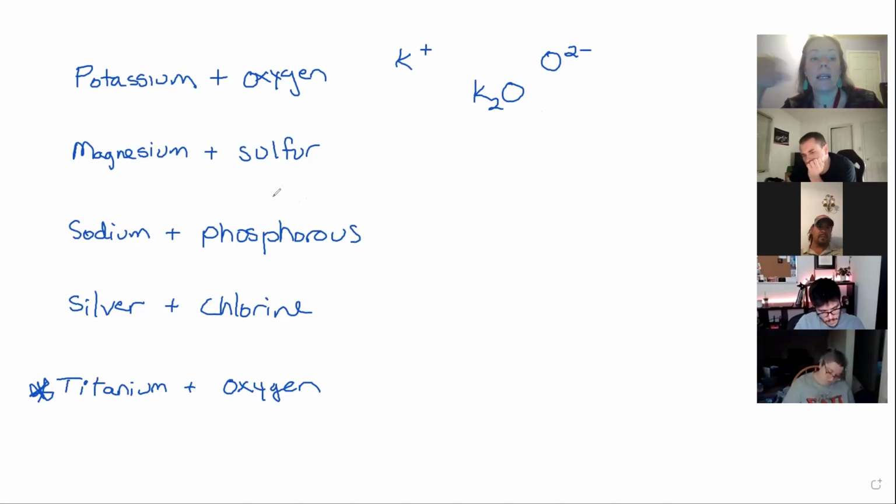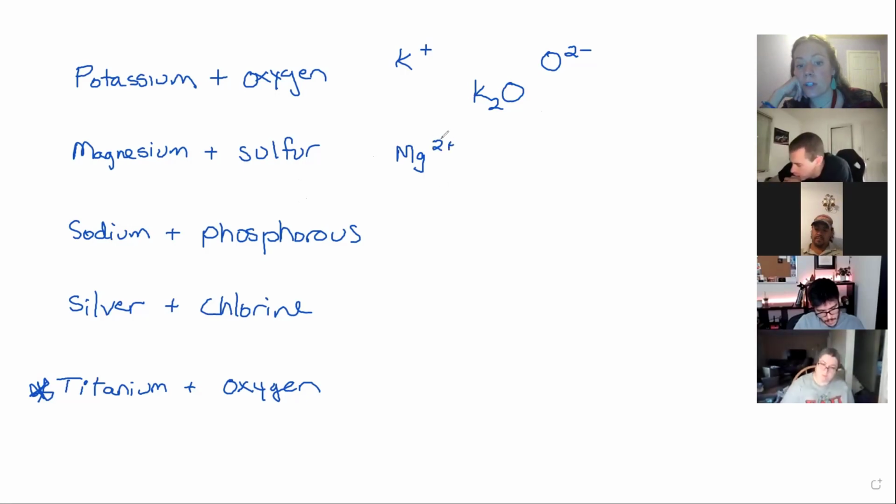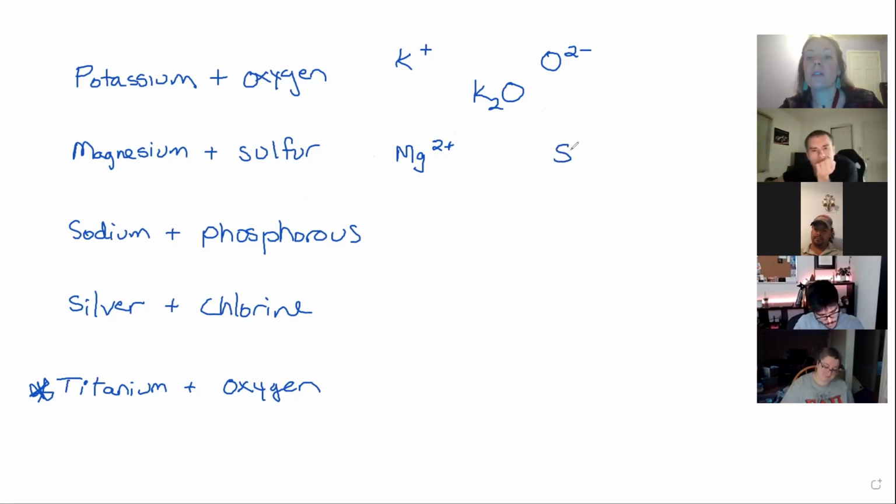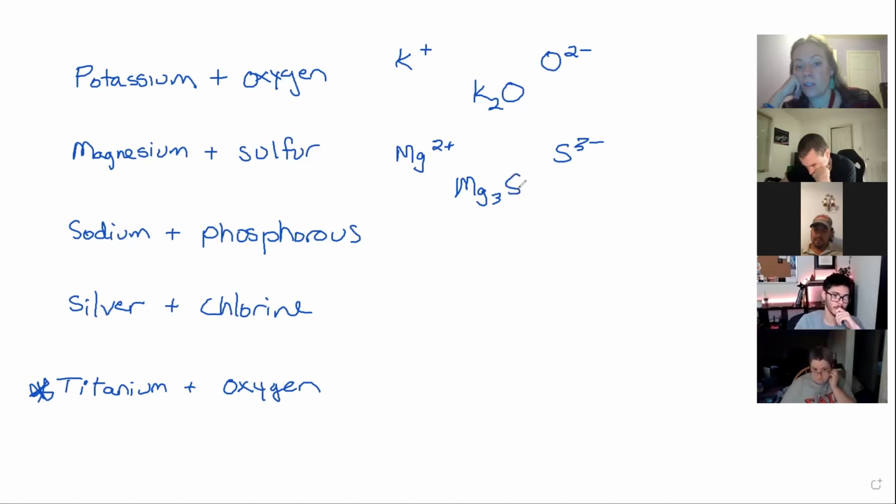Magnesium and sulfur. Magnesium is Mg. It's in column 2. It always has a 2+ charge. You will learn in the next chapter, I think, or the chapter after that, why exactly magnesium likes to form a 2+, but for now, you're just going to trust me. Sulfur, which is in column 5 of the main group elements, tends to form a 3- charge. So flip-flop, it means I should have 3 magnesiums, right? The 3 comes down here for every 2 sulfurs.